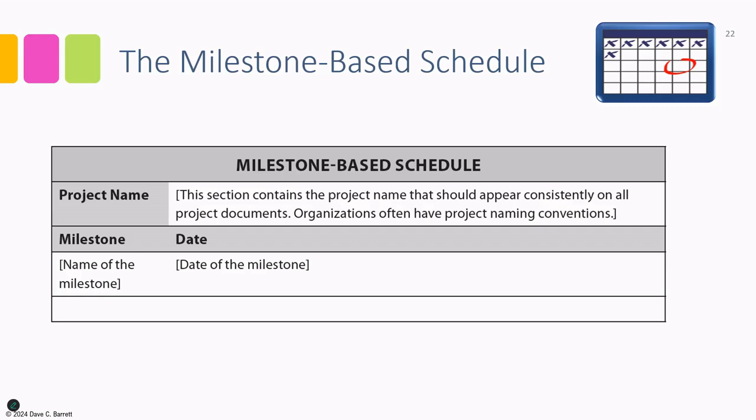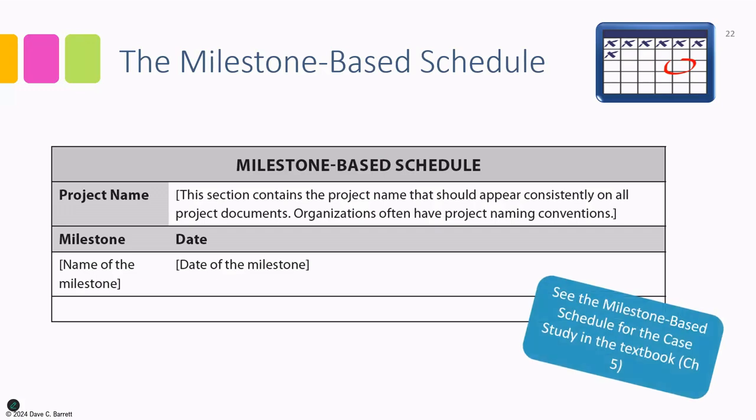The advantage is it's fairly simple to do. It's easy to understand. This schedule is very accessible to team members and stakeholders because it would normally be in Word or Excel. The downside is that there's not much detail. So it's the least amount of detail, which could be risky for certain projects. So it's most appropriate for smaller projects or projects that have been done repetitively and there's not a lot of risk involved in them. So this is the milestone-based schedule, and to see an example of it for the case study, you can see the Chapter 5 textbook.